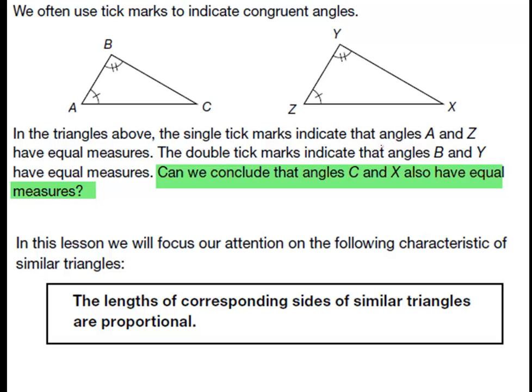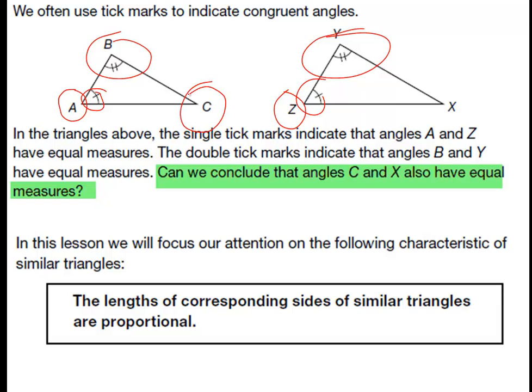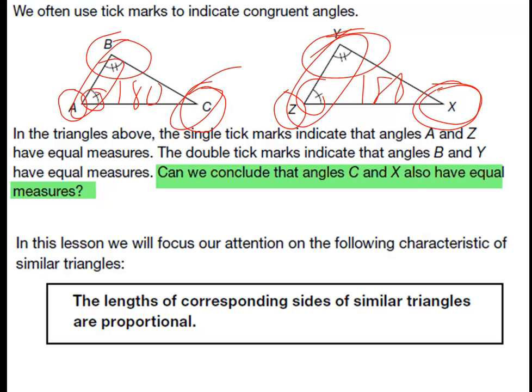All right, so as you well know, we often use tick marks to indicate congruent angles. So in this particular drawing here, we know that A and Z have the same angle because of the single tick mark, and we know that B and Y have the same angle also. So can we in this case conclude that C and X also have the same angle? Yes, we can, because we know that both of these have got to equal 180. And if these two are the same, then these two also have to equal the same, so they both equal 180.